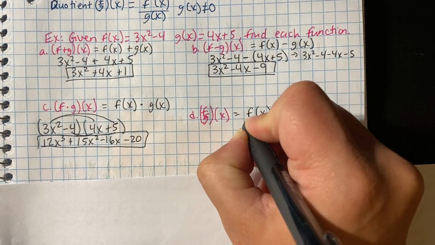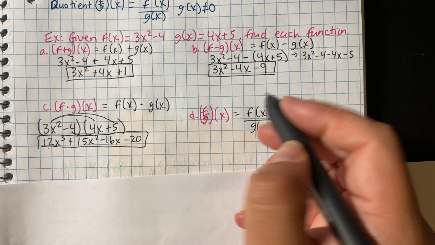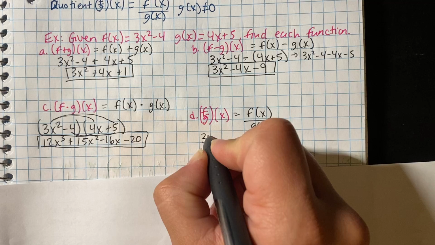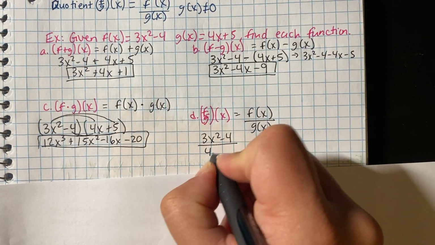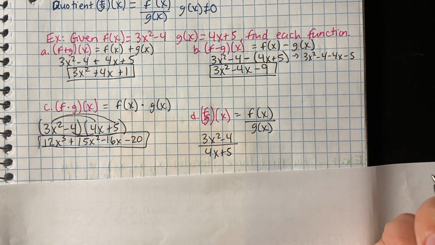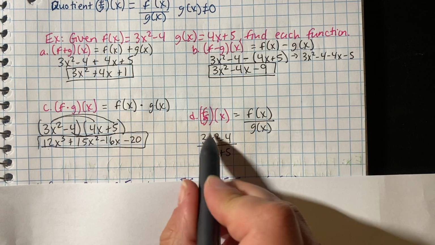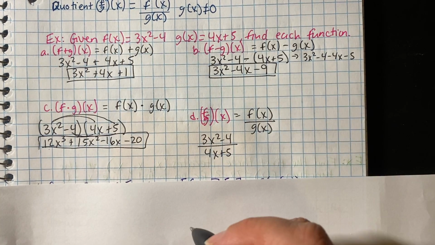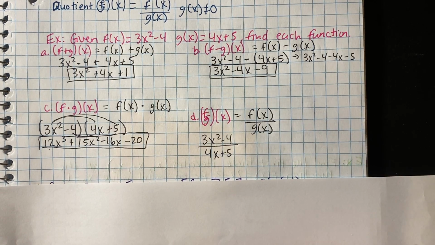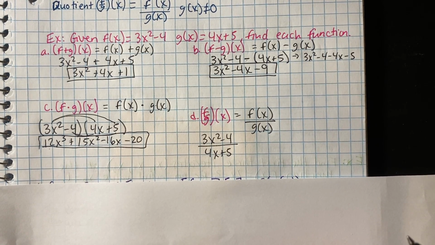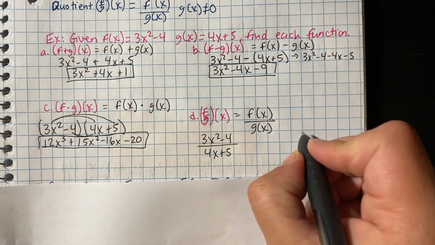So this one's f of x divided by g of x. So we'll take f of x, 3x squared minus 4, divided by g of x, 4x plus 5. Okay, there's no combining, we can't take anything out. There's no dividing, we can't do anything. The only thing that matters on these ones is that we need to find what my domain can't be.